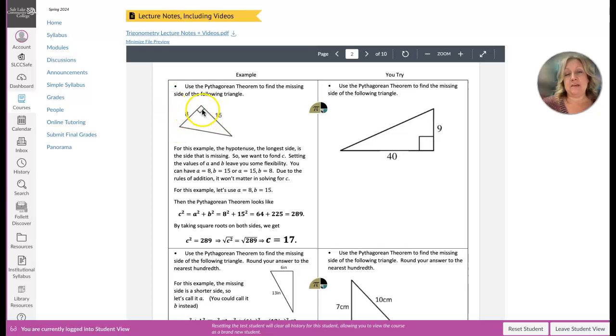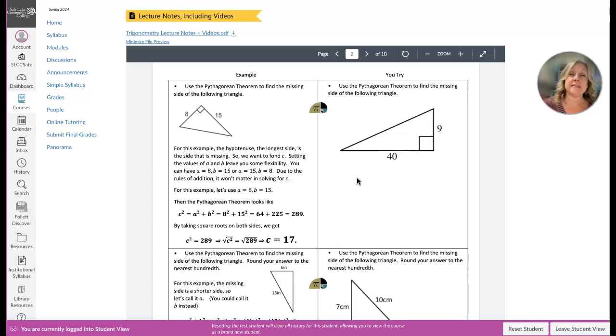So you can see that the same example that is here is the same example that he was doing, and you would be able to follow along with that and then try one on your own over on this side. So it's just a way to stay organized.